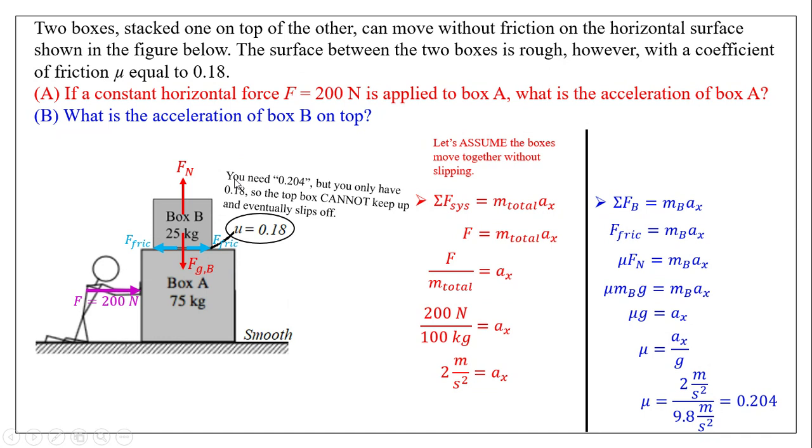In order for the system to accelerate together at a rate of 2 meters per second squared, the coefficient of friction needed is 0.204. However, the diagram only gives you 0.18, which is less than what you need. So by knowing that, I can conclude that the top box cannot keep up and eventually falls off. You need 0.204 to keep up, but you're not given 0.204, you're given less than that, which is 0.18. So using deduction, I can say that the force of friction that exists between the two surfaces is not sufficient for the top block, in this case block B, to keep up.